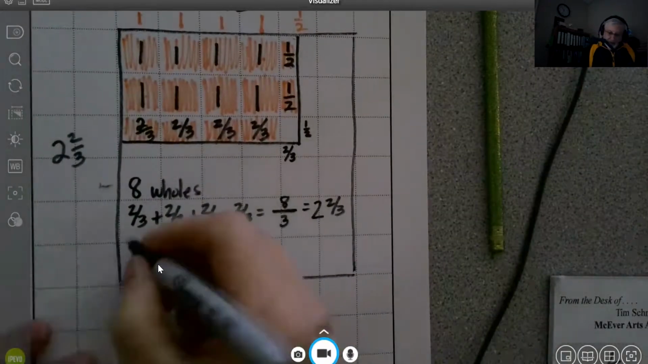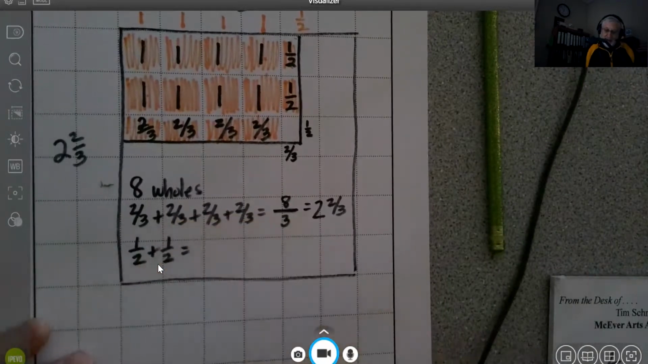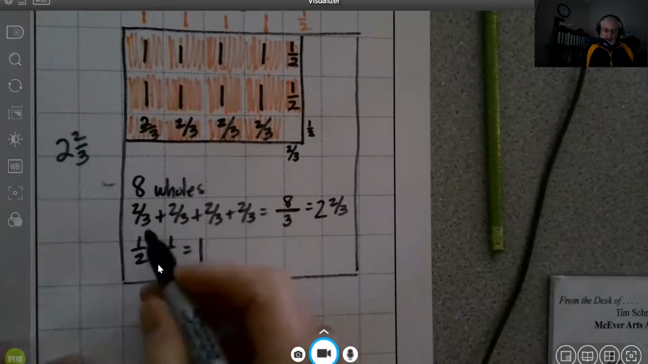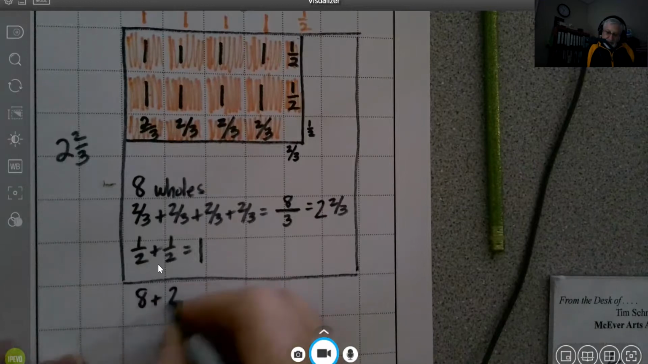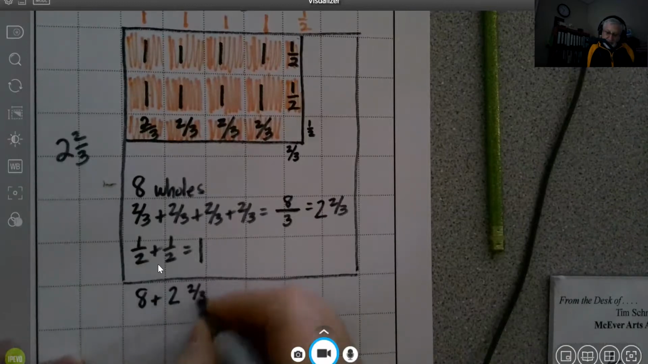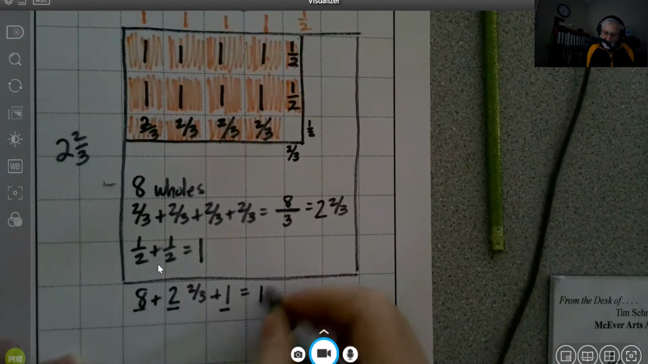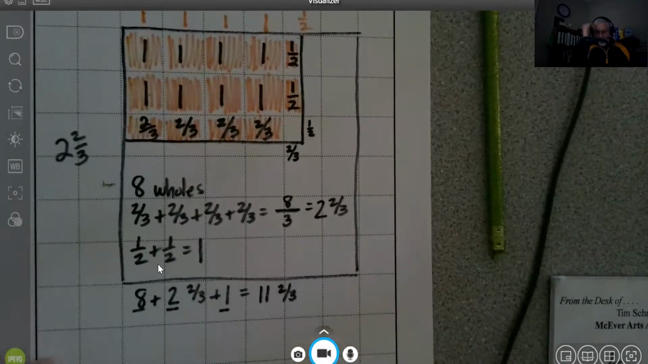Then I have a half plus a half. Well, I should know what a half and a half is. That equals a whole. So now if I add these all together, I have 8 plus 2 2/3 plus 1. So I'm going to add all my holes together. So 8 plus 2 is 10, plus 1 is 11, and then I also have 2/3. Okay, so I have 11 and 2/3 so far.